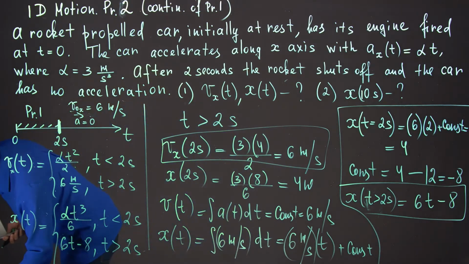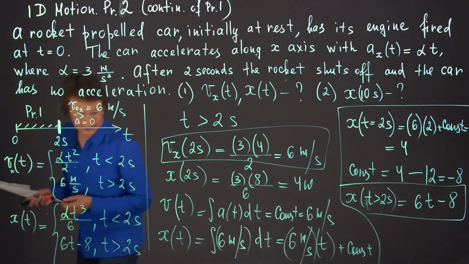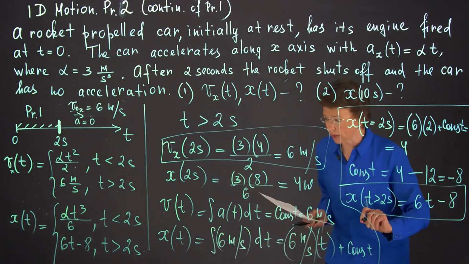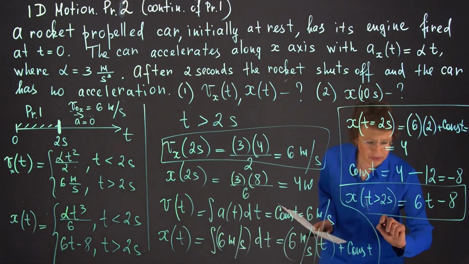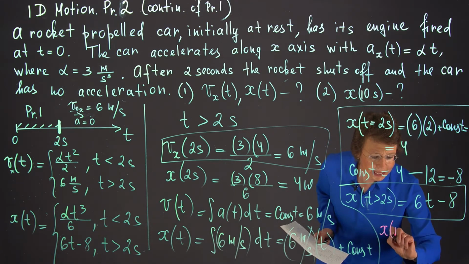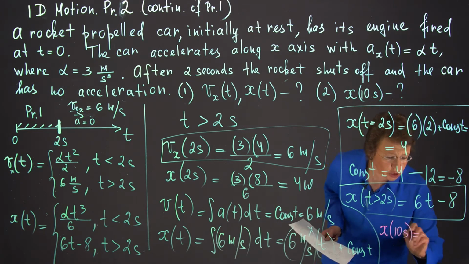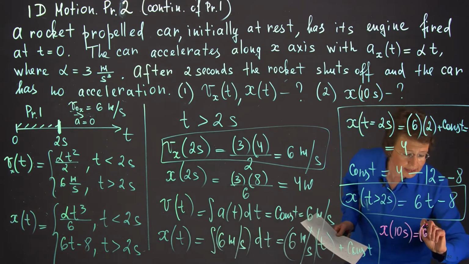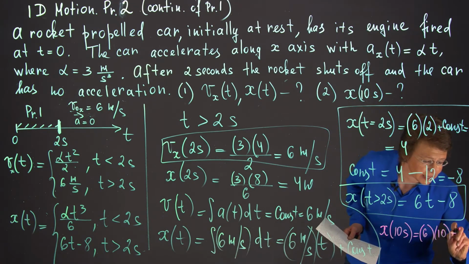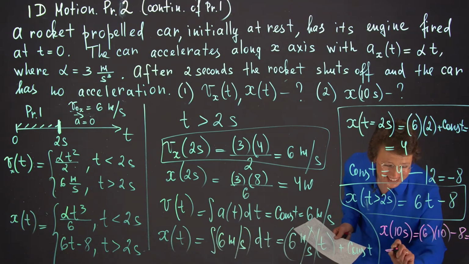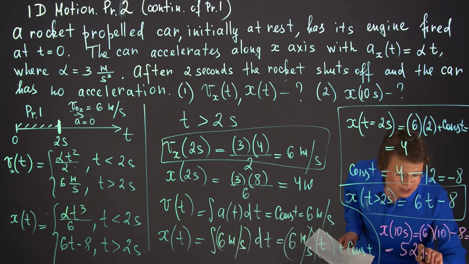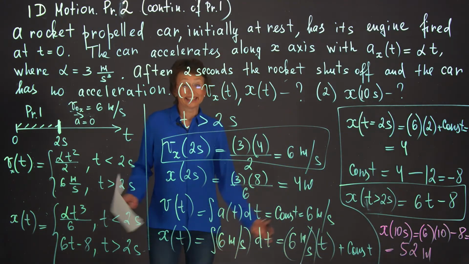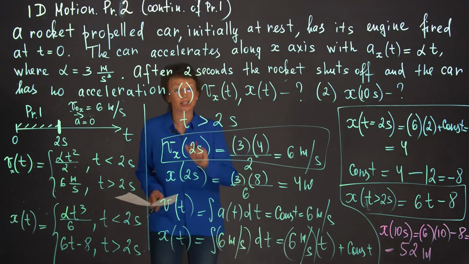Can we do that? Yes. So at 10 seconds, what will be the position of the object? Let me see. Can I write it here? X at 10 seconds. All I need to do is bring 10 seconds here. 6 times 10 minus 8. What is this? This is 52 meters. We figured it out. Done.